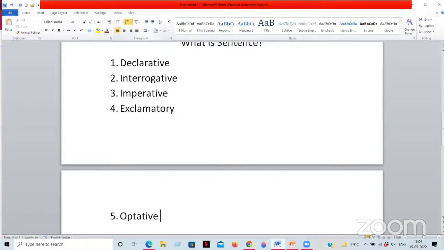Now we have the imperative sentence. What is imperative? Request, command, isn't that so? So to give commands, to give orders, that is what is called an imperative sentence. When you are ordering someone, when you are giving orders, when you are giving commands, that is what is called imperative.